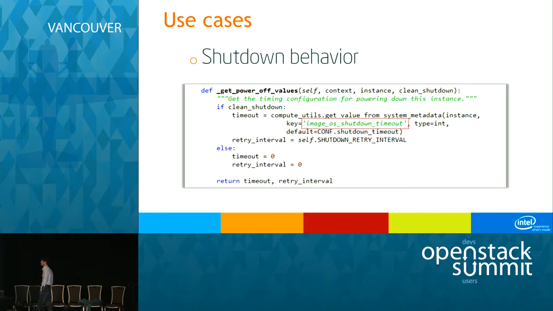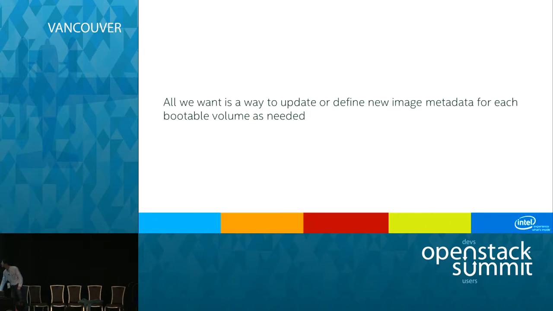As we just mentioned, if a guest is going to shut down, it will give some time before performing a forced shutdown. So obviously, this should be configurable. By default, the time is 60 seconds, but you should configure the desired value by yourself instead of just using the default value. So all we're looking for is some way to update some image metadata for the bootable volume, as a specific requirement from the end user.